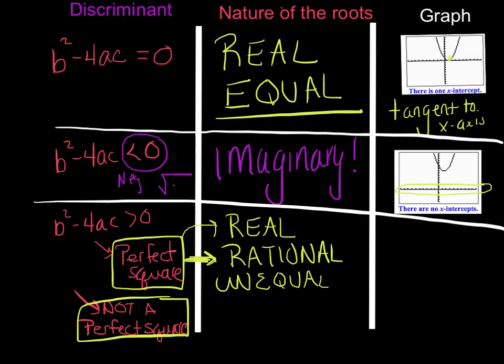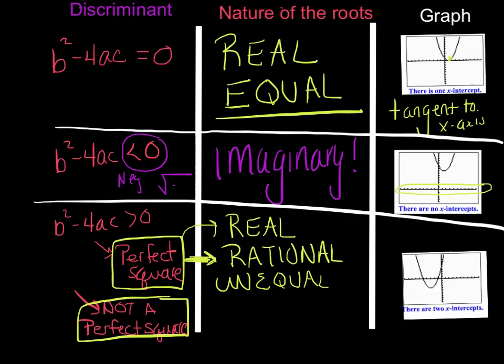And here's what the graph would look like. You can clearly see that it has two x-intercepts. Now, I don't know what they are, but there's two of them. Two times it hits the x-axis. And then my other option is if I'm not a perfect square, watch what changes. I'm still real, but I'm not rational. I'm not perfect anymore. So if I'm not rational, we call that irrational. And I'm still unequal.